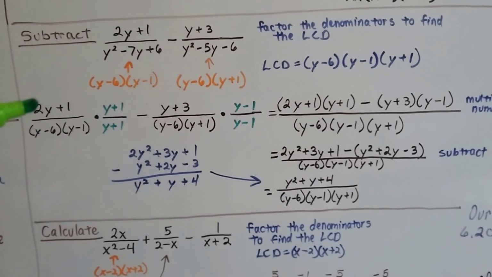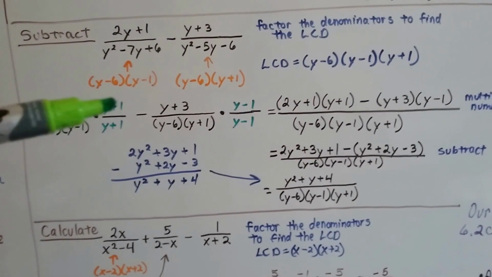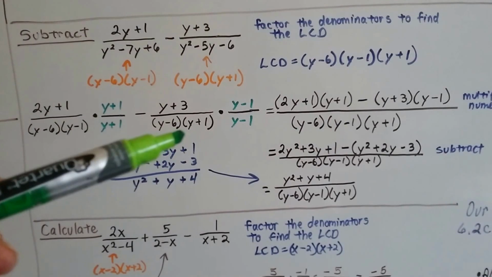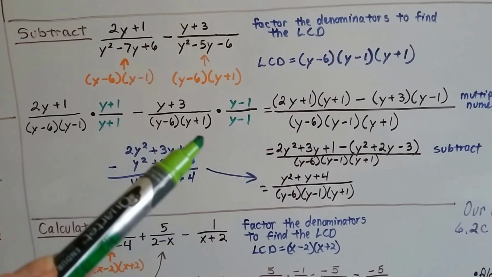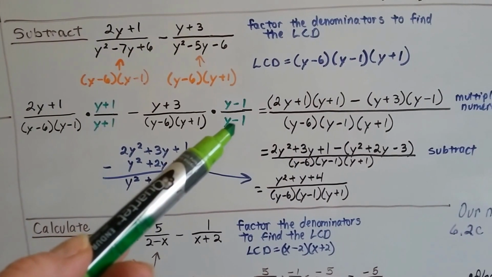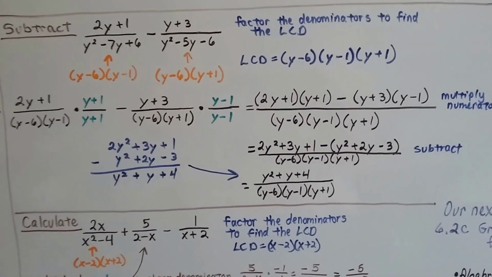And we go straight across, don't we? Now we've got this guy. What does he need to have a denominator that looks like that? He needs to be multiplied by a y minus 1. So we do the same thing for the numerator.